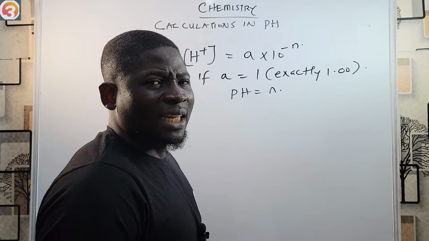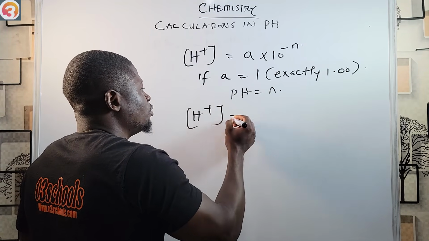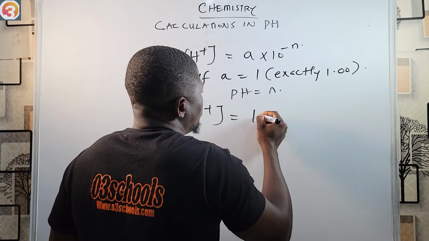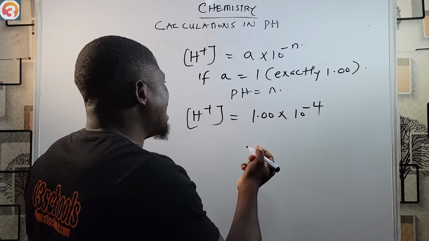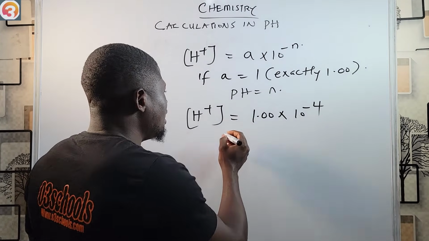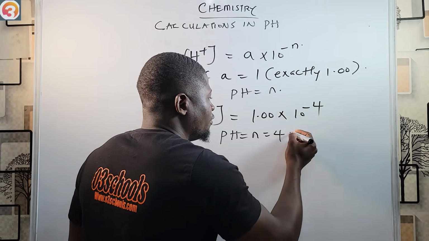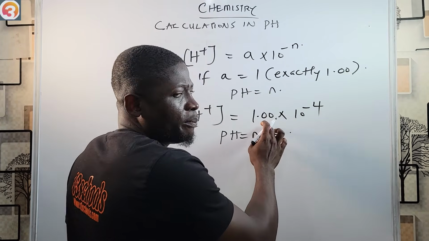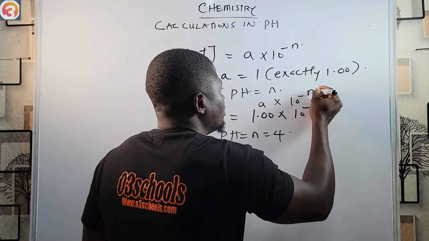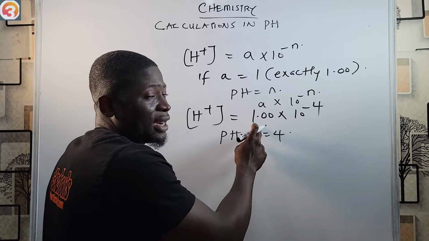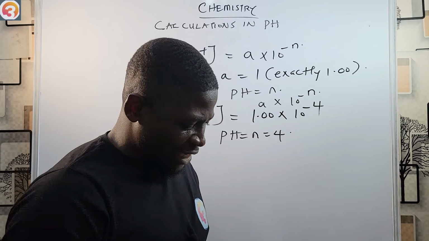So if I give you that the hydrogen ion concentration of a solution is 1.00 times 10 to the power minus 4, right? And I say find the pH. It's simple. pH is equal to N, which is equal to what? 4. Because compare this with A times 10 to the power minus N. That means A is 1 and N is 4, right? So your pH is N, and it's equal to 4.